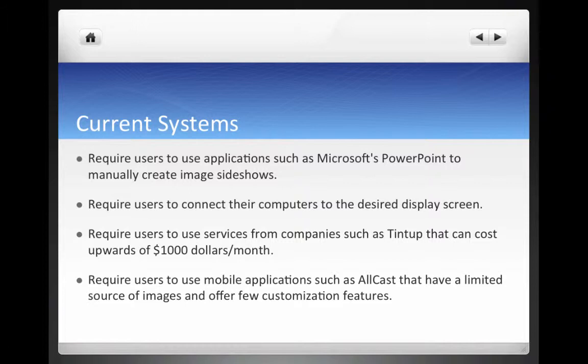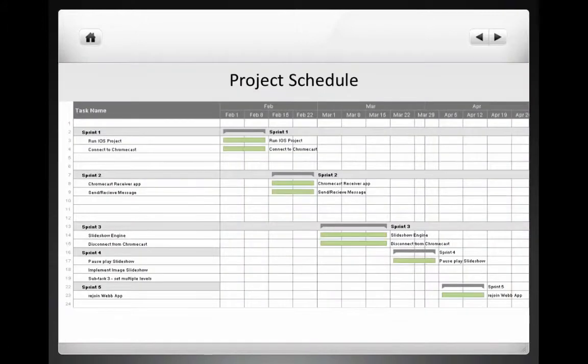So the social wall system aims to create a mobile application that will allow users to easily display his images on a screen using a Chromecast device without a hassle setup process and with the feature of dynamically changing the images on the screen.